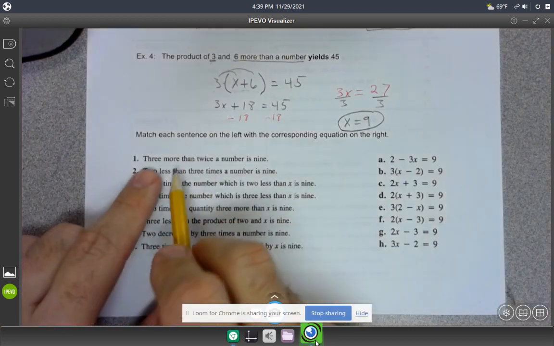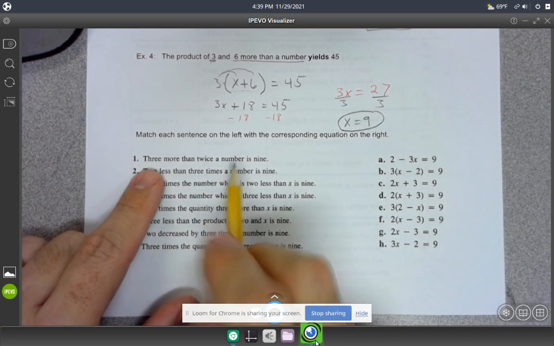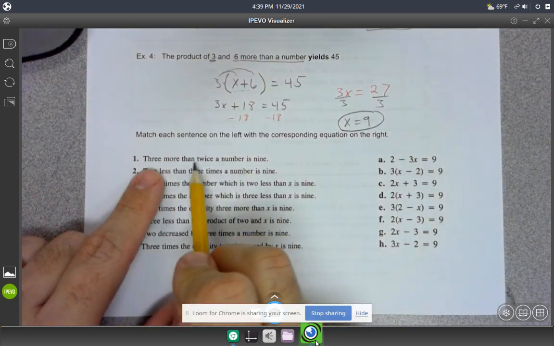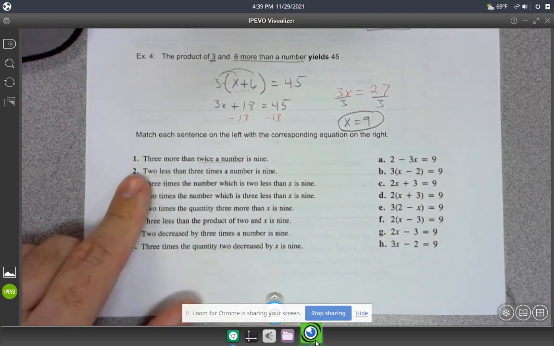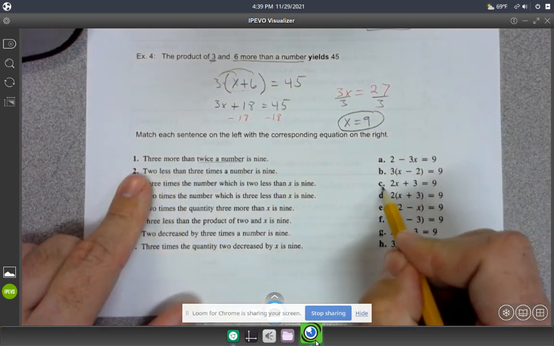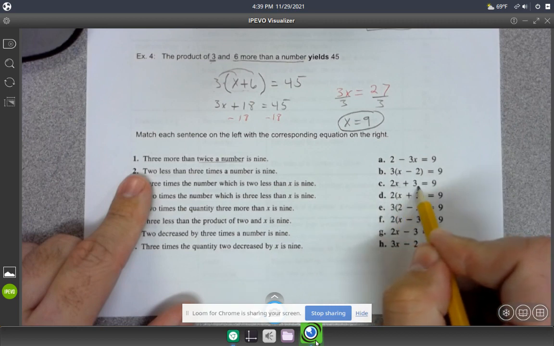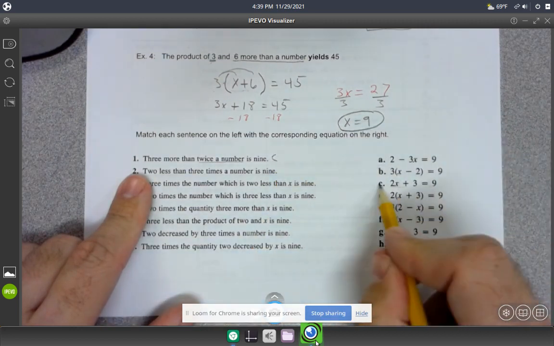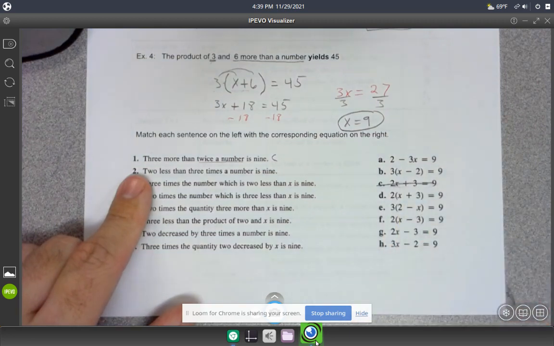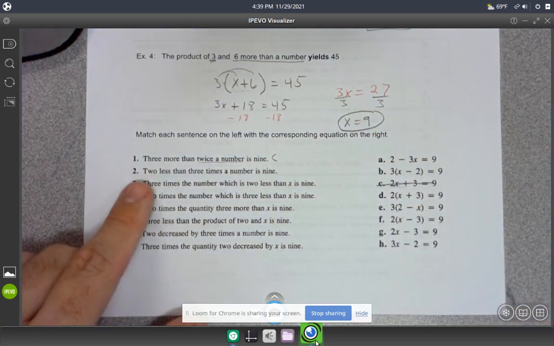Okay. So 3 more than twice a number. All right, so I know it's going to be twice the number means 2x, and then I want to add 3 on top of that. So it's just going to be 2x plus 3 is equal to 9. So that's going to be C. Okay. I'm not actually going to solve these here. I'm just going to match them up.